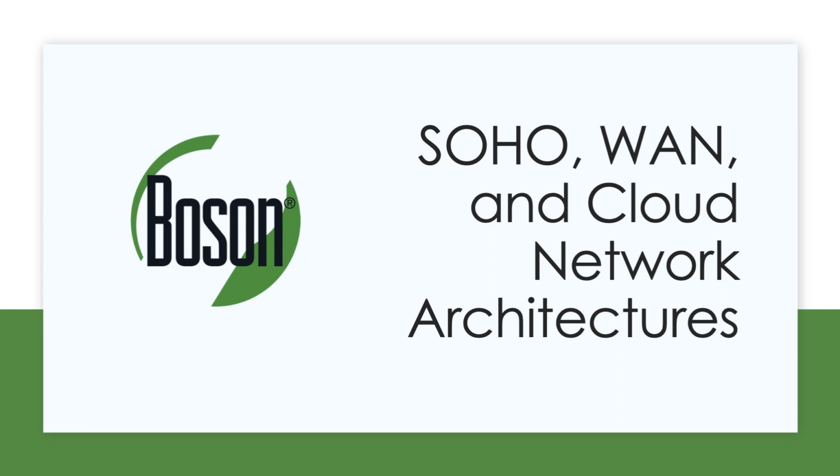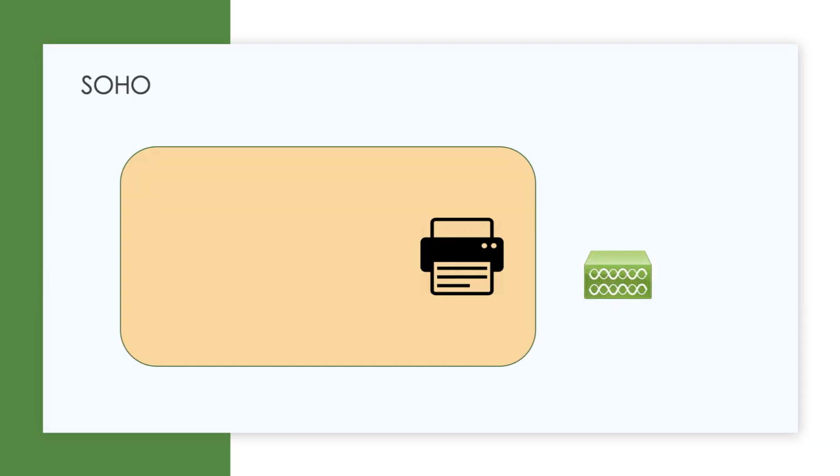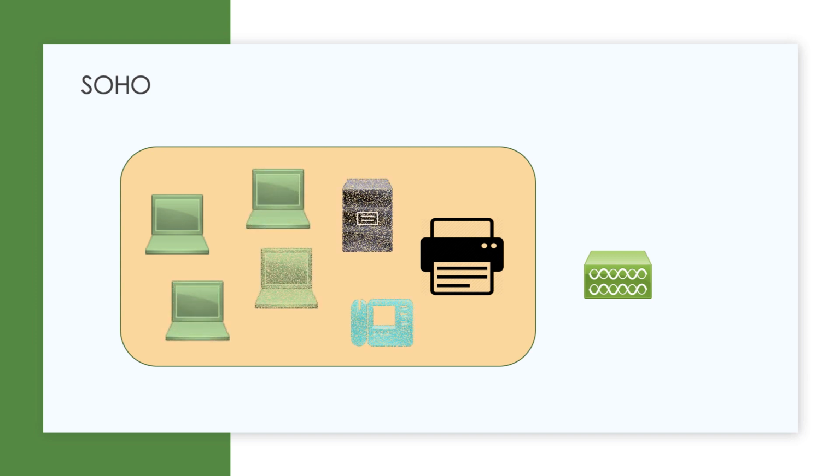So it's time for us to discuss small office, home office, WAN, and cloud network architectures. Now, I've got to tell you right up front, there's a tremendous amount of variety that you can be dealing with here. But when we look at the small office, home office, it's always pretty simple. In fact, it's deceptively simple. So we'll have a bunch of computers. Those could be laptops, tablets. We could have our traditional server setup. We could have a network-based printer. We could even have IP phones in the small office, home office.